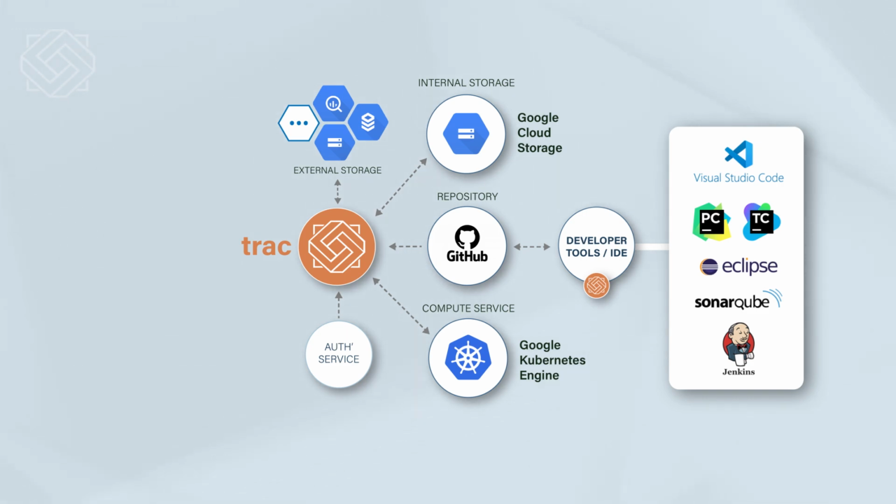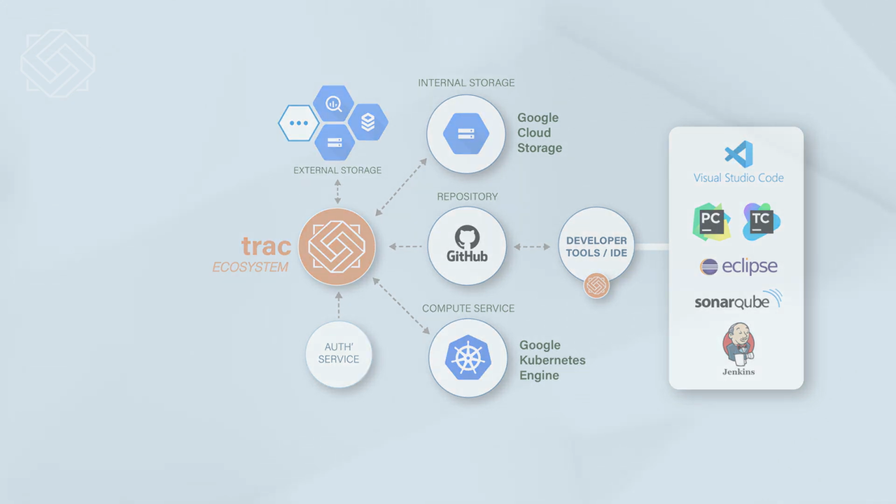All deployments create a version of this ecosystem in which TRAC integrates your Google Cloud technologies with your code repositories and model development tools, providing the framework for process orchestration, versioning, lineage, and fine-grained permissions.